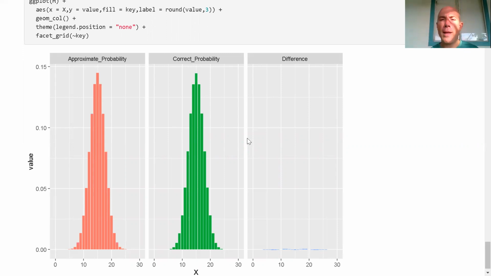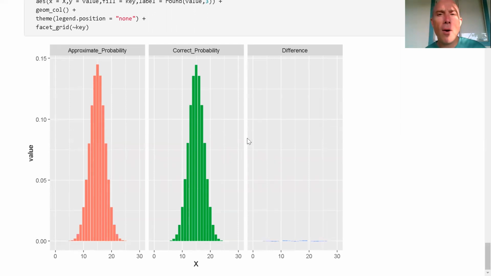In fact, if you look at the binom test and the prop test in R, the prop test uses the normal distribution for binomial data, while the binom test uses binomial data. All right, well, that's all I've got for you.